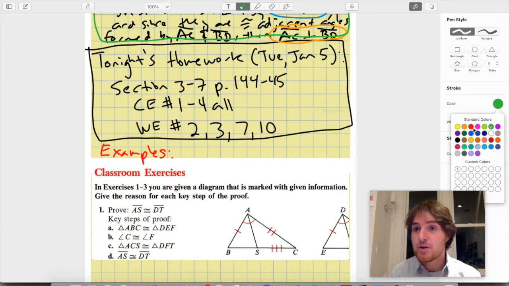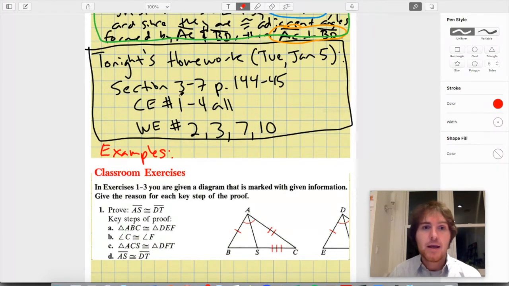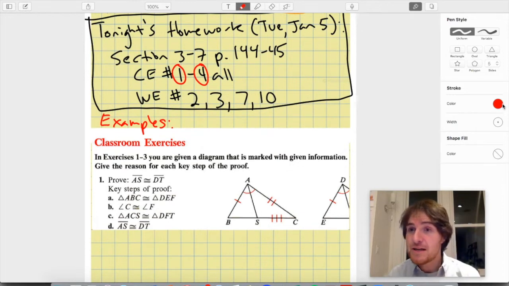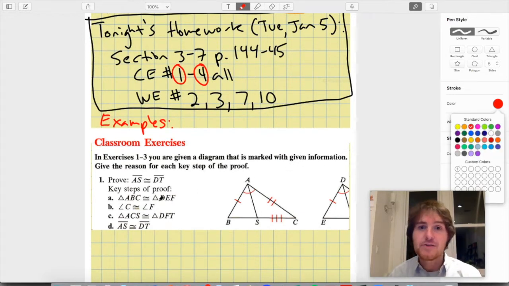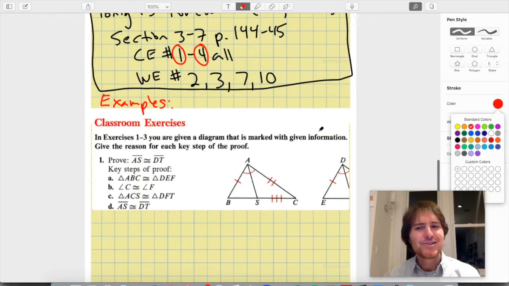Here are my examples that I'm going to do with you guys right now. I'm going to do classroom exercise number one, and also number four, okay? But you also have to do two and three when you do it one more time here. So follow along with me, because a lot of people find this kind of confusing. Huh? What do these directions mean?